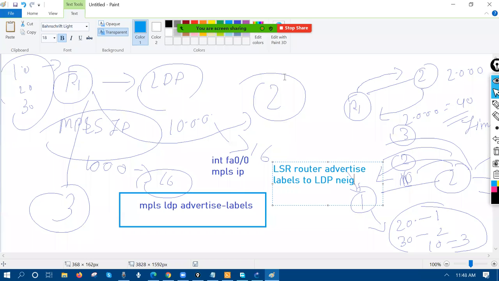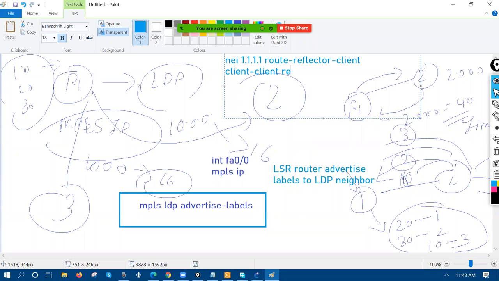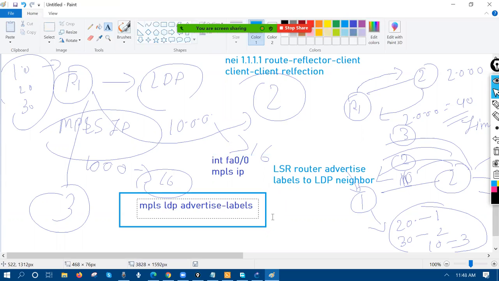Same like your route reflector client, right? After enabling this command, neighbor 101 route reflector client, what happened on the router? Client to client reflection is enabled, right? By default, this command, client to client reflection, will be enabled. The same way will happen with MPLS IP. After enabling this command, it automatically comes into the picture and the router will advertise the labels.